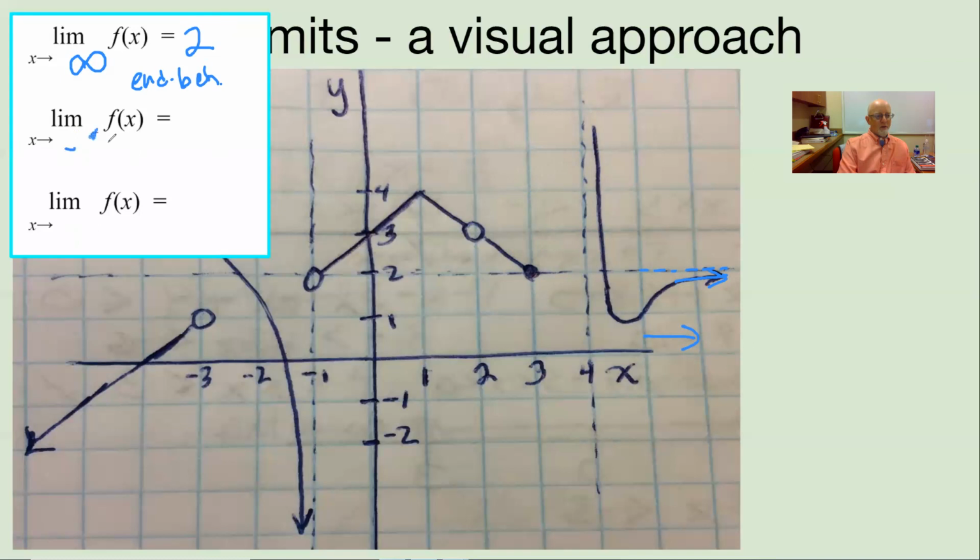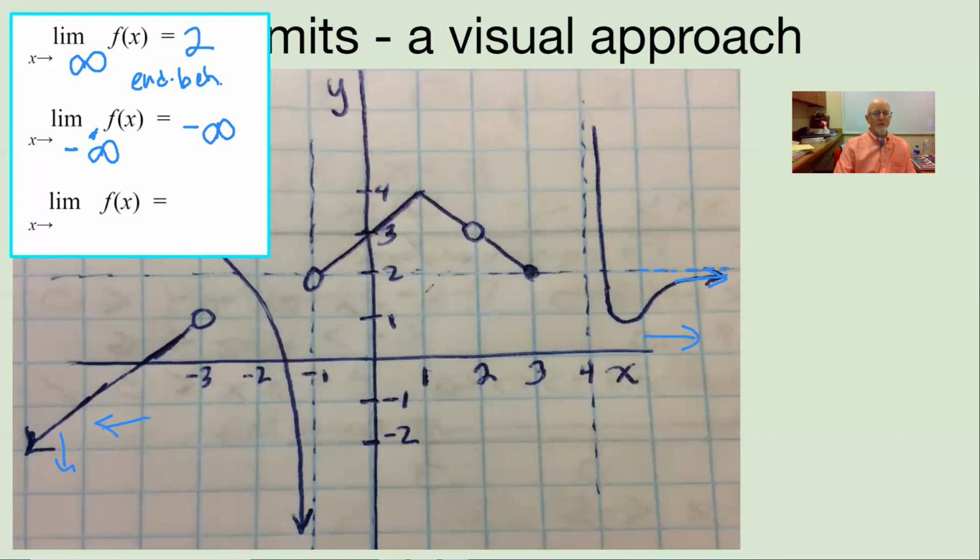Negative infinity, right? That's what's going on over here. As x goes that way, it looks like y is going down, right? So this also is negative infinity. Kind of like the 4 was positive infinity from the right.